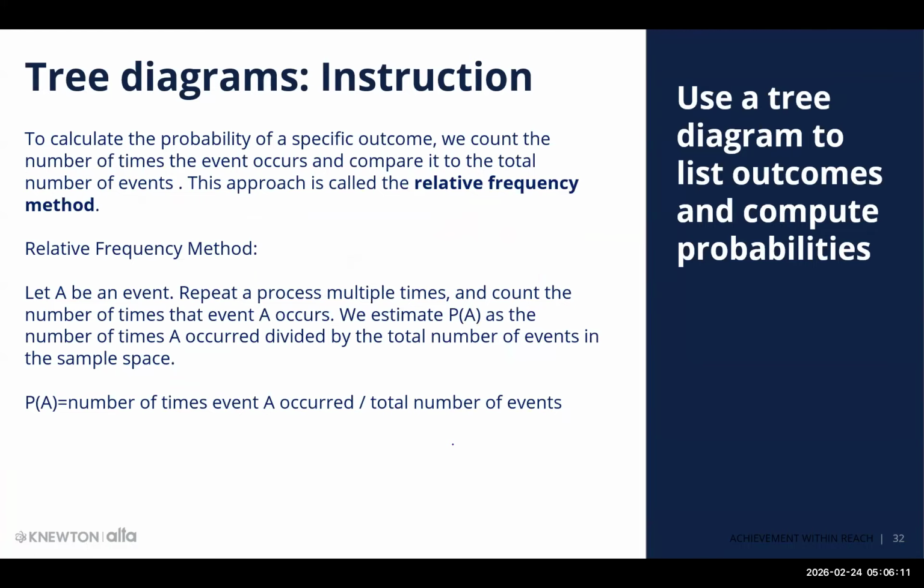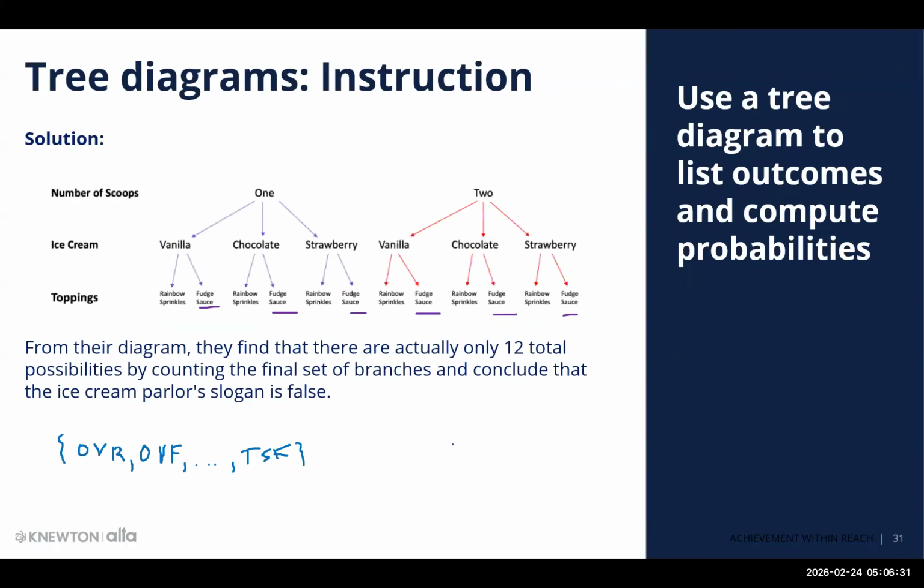To calculate the probability of a specific outcome, we count the number of times the event occurs and compare it to the total number of events. That's what we did. This slide talks about the relative frequency method, but I think what we did was a theoretical probability. So it's 6 out of 12, which is one half. That's the probability of having fudge sauce.